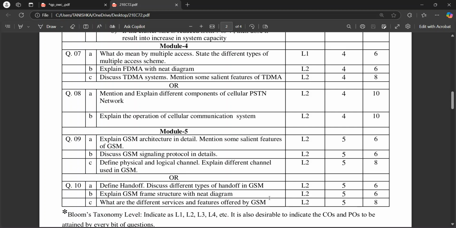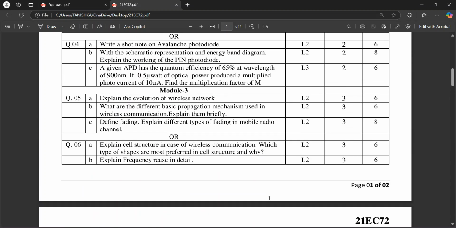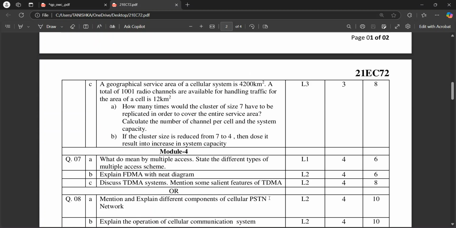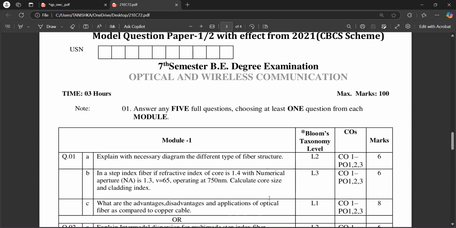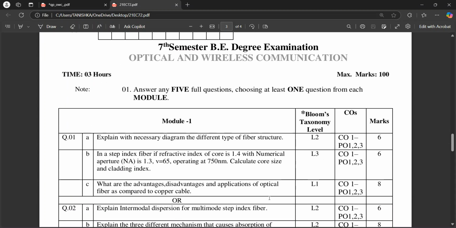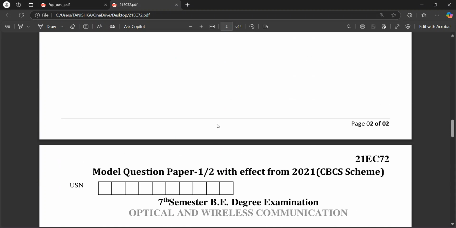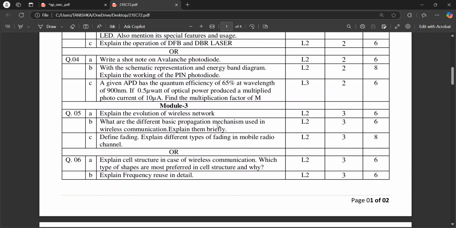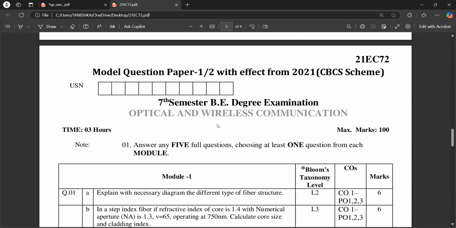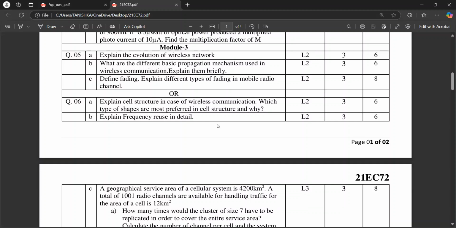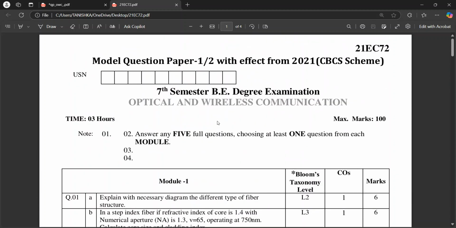So this is about the model question paper. In both model question papers they have given the same questions. It's the same model question paper, they have given it here twice. So just study one model question paper.